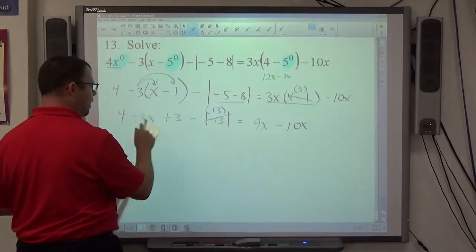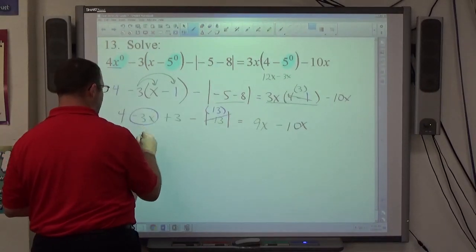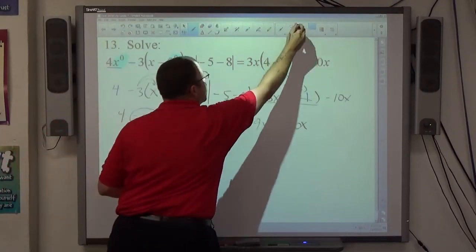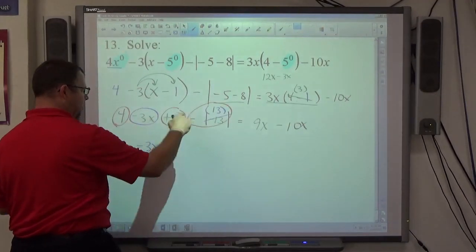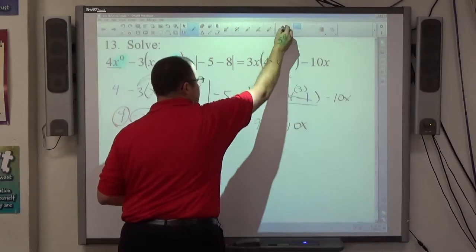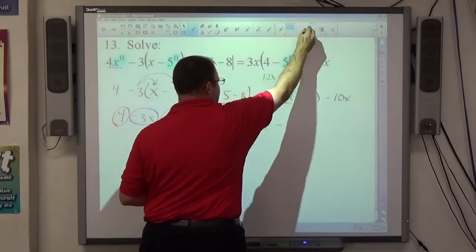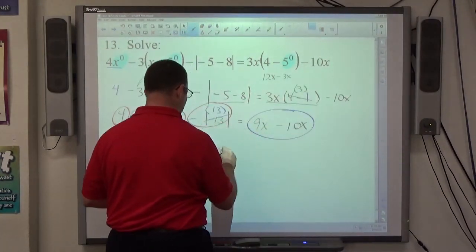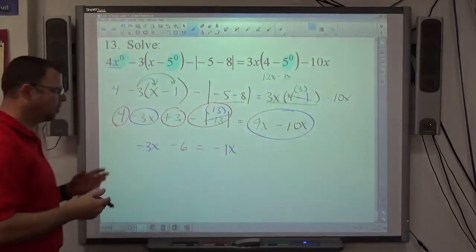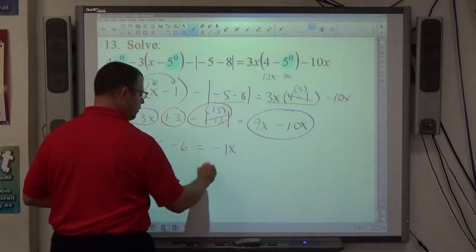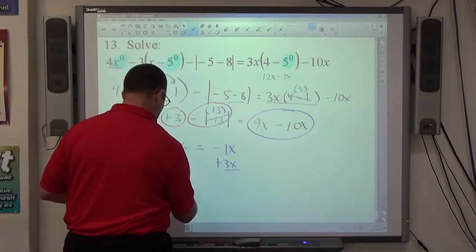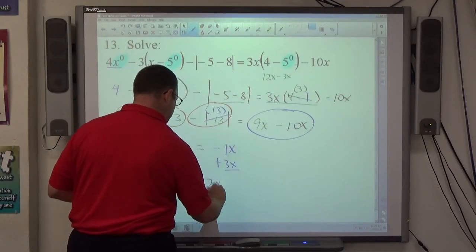So altogether on the left-hand side, I got negative 3x, and I've got 4 plus 3 minus 13. So that's 7 minus 13, which is negative 6. Equals. On the right-hand side, I've got 9x minus 10x, which makes negative 1x. There's no numbers, so all I have to do is get my x to one side. I'm going to move the 3x over here. That gets me negative 6 on the left is equal to positive 2x on the right.